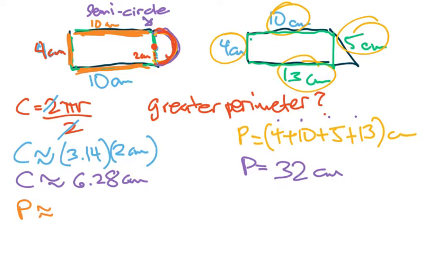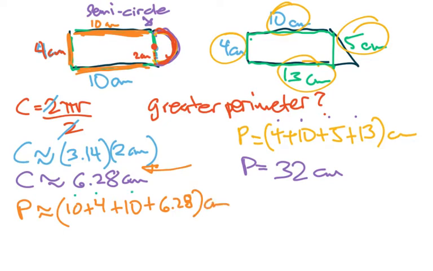P is approximately equal to, open parentheses, I'll go with the 10 plus the 4 plus the 10, and then don't forget this guy, plus the 6 and 2800ths. Close that up, put some centimeters on it, and then just do some nice adding. So 10 plus 4 is 14, 24, 30 and 2800ths centimeters.